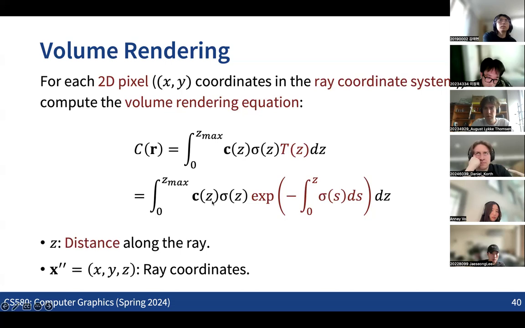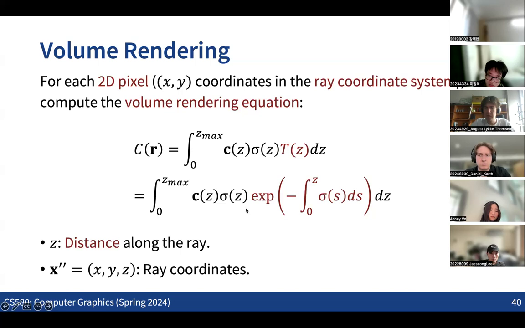And this distance, by definition of the ray coordinate system, becomes the z coordinate in the ray coordinates, right? So given any 2D pixel defined with the x, y coordinate, we are shooting the ray along the z axis, basically having the z coordinate here. If you combine this x, y, z, that becomes our ray coordinates. This is nothing but the same volume rendering equation.